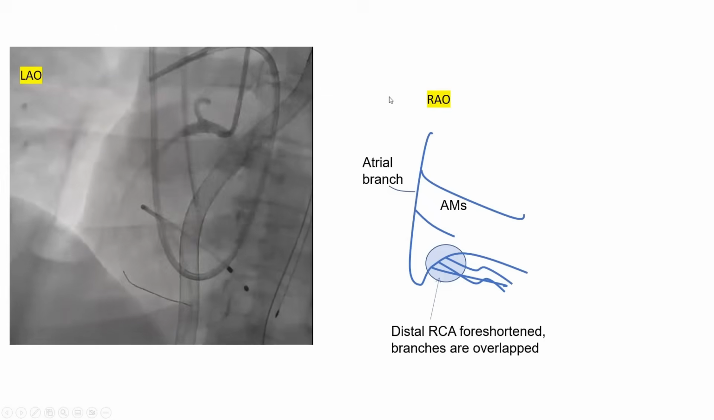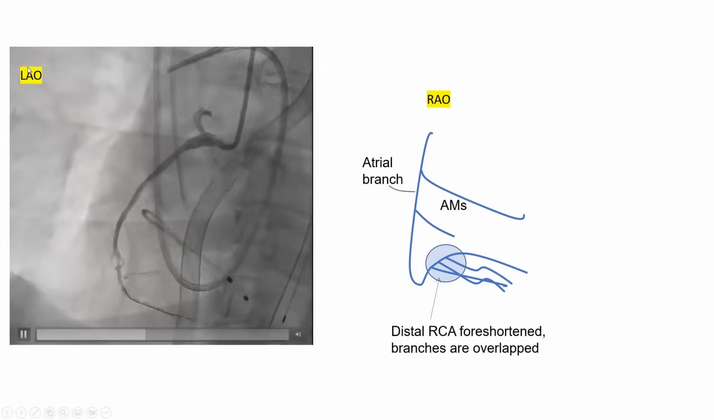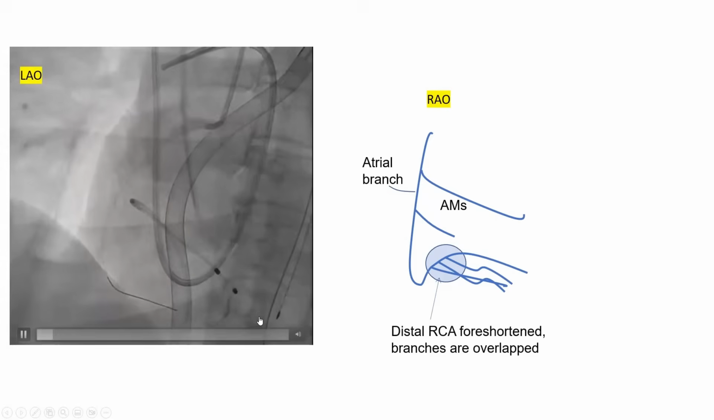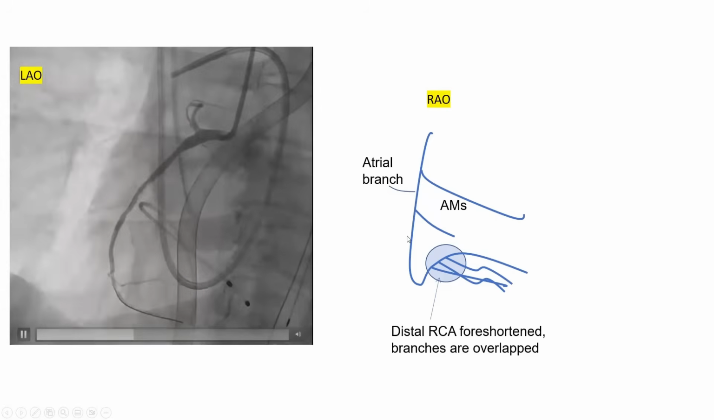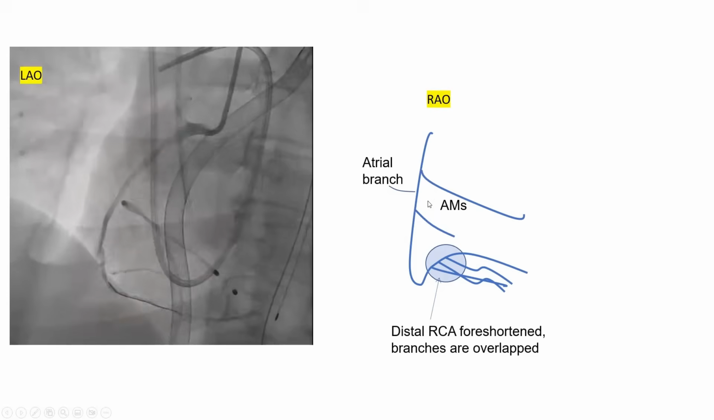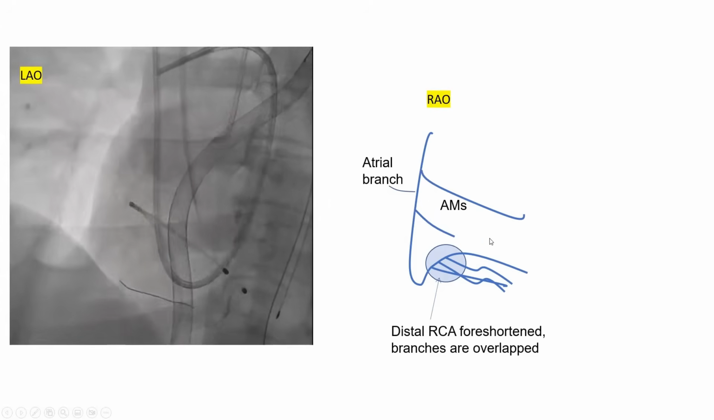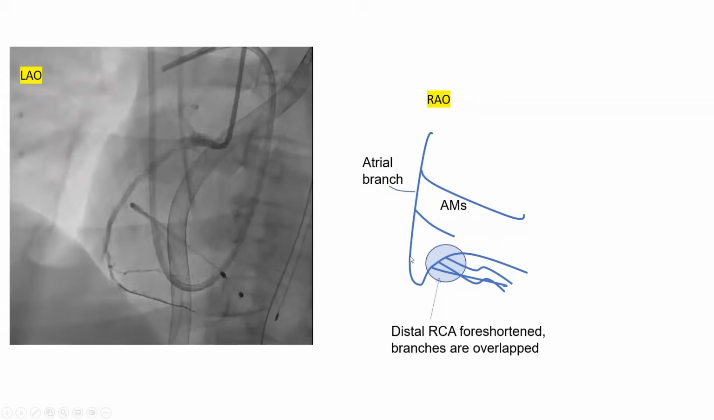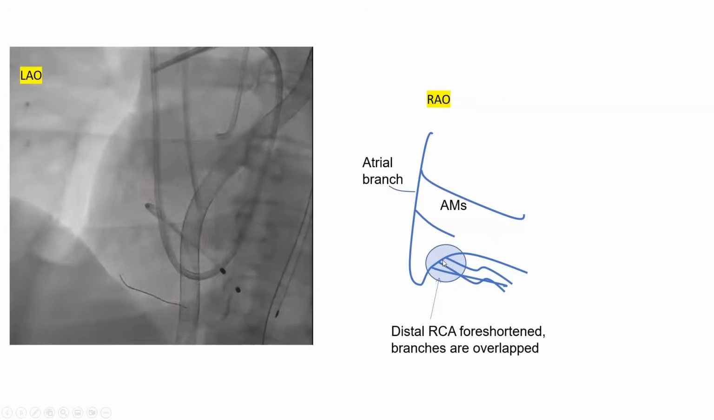And here you can do an RAO view to confirm that what you see on an LAO view as a smooth, straight structure with no bend is actually an acute marginal. On an RAO view, you'll see that acute marginal running on the margin of the right heart, whereas a true RCA will have bends distally.